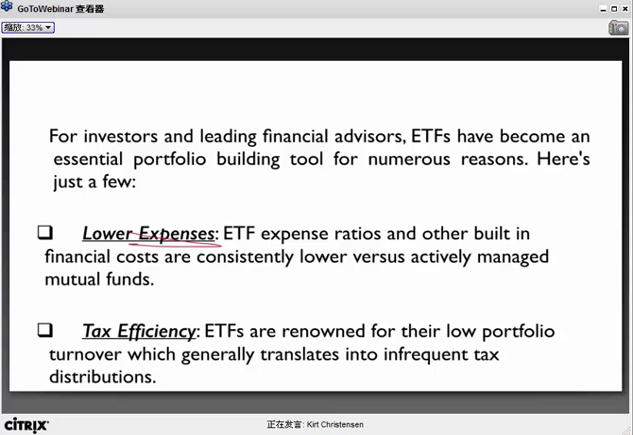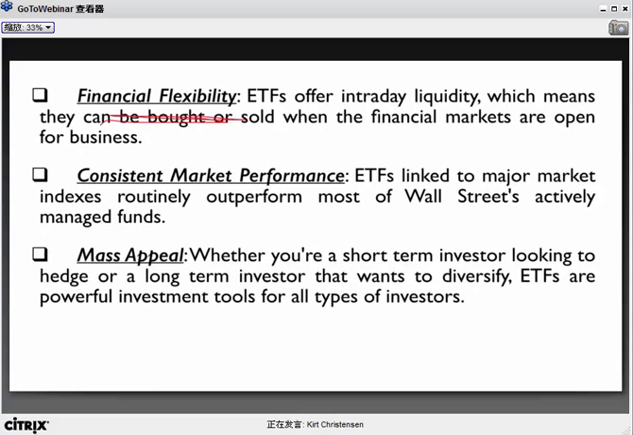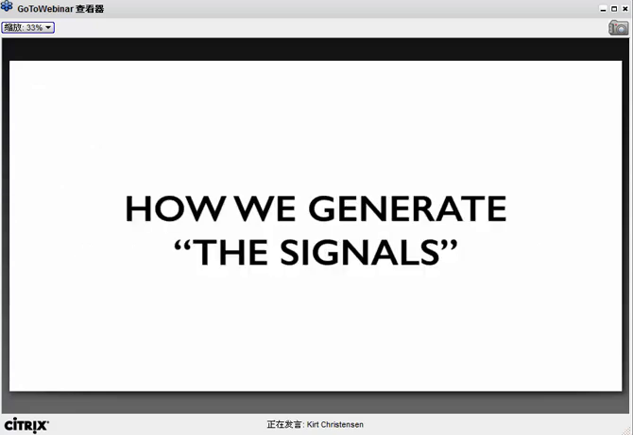Number one, they have a lot lower expenses. Number two, they have much more tax efficiency built in. They offer financial flexibility. They offer consistent market performance, and they have mass appeal. You can find an ETF that will do just about anything that you're looking for. Like I said, there's over 1,000 ETFs. So if you're looking for any sector of the market, there's most likely an ETF that attempts to mimic that sector of the market.